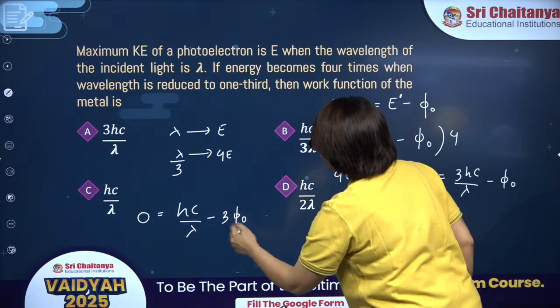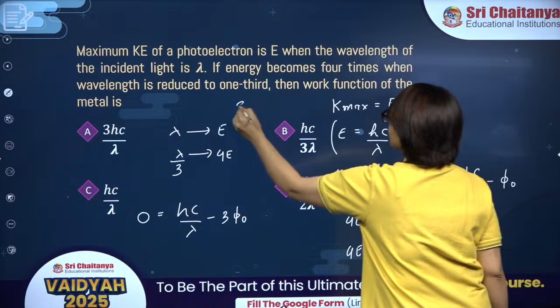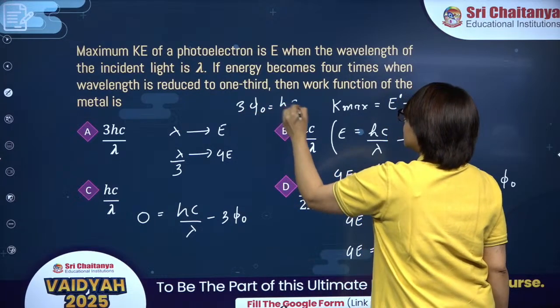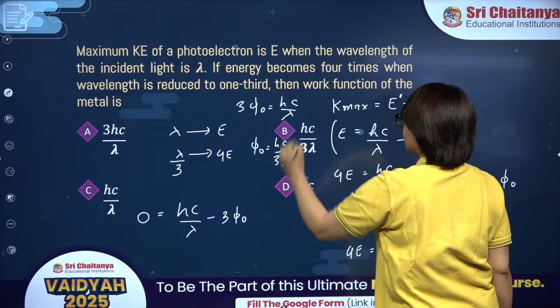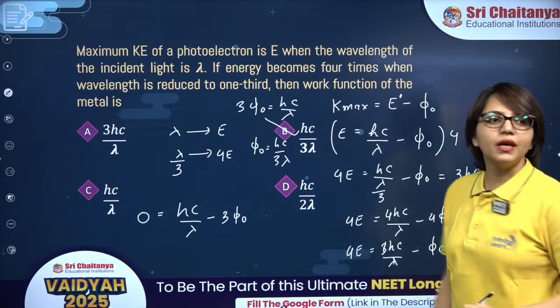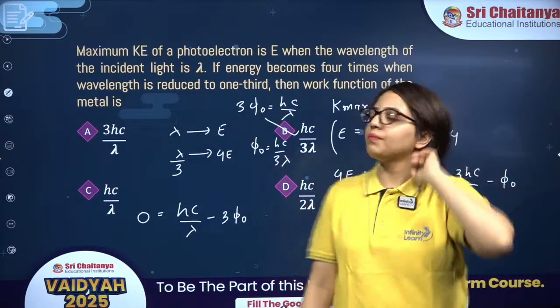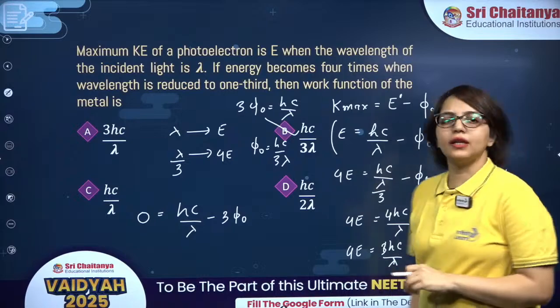So over here 3 phi naught will be hc upon lambda and phi naught will be hc upon 3 lambda. So work function will be option B. Work function is option B. It is hc upon 3 lambda.